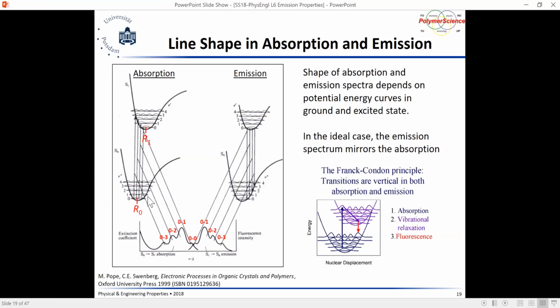So just as we had in the absorption, when you have the 0-0 transition, you get the lowest energy peak, it would be here. And this is in wavelength, that's why the lowest energy peak is here. In the emission, the highest energy would correspond to the 0-0 transition. And then the next one would be 0-1, 0-2, and 0-3, and so on.